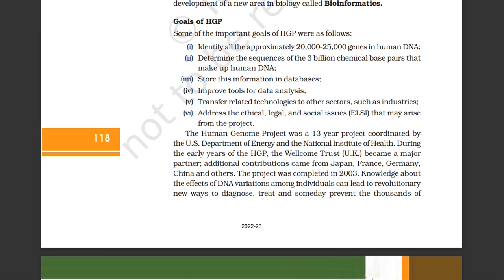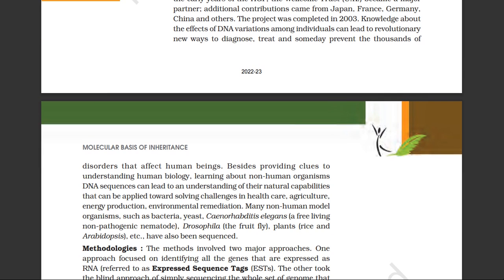Knowledge about the effects of DNA variations among individuals can lead to revolutionary new ways to diagnose, treat, and someday prevent thousands of disorders that affect human beings. Besides providing clues to understanding human biology, learning about non-human organisms' DNA sequences can lead to an understanding of natural capabilities that can be applied towards solving challenges in healthcare, agriculture, energy production, environmental remediation.